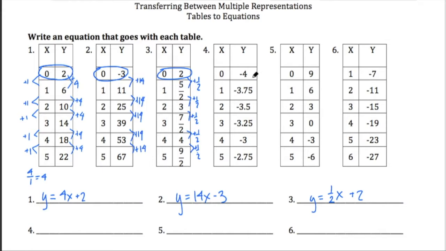Perfect. All right, here we have decimals. This time we went from -4 to -3.75. So we increased by 0.25. And we can see that that is happening over and over again. We're going up by 0.25. Great. So our equation, and we're going to stick with decimals since the table was in decimals, 0.25x, and we started off at -4 there, so minus 4.